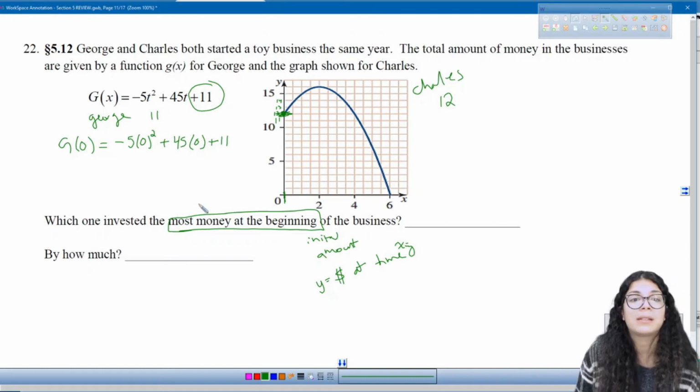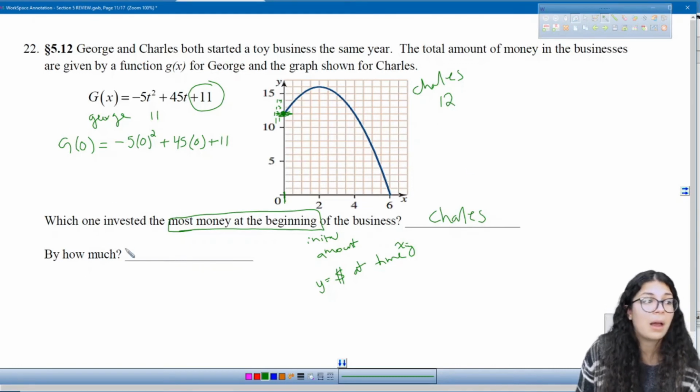So which one invested the most money at the beginning of the business? Charles. He invested 12, George invested 11. So by how much money did he invest more? By $1.